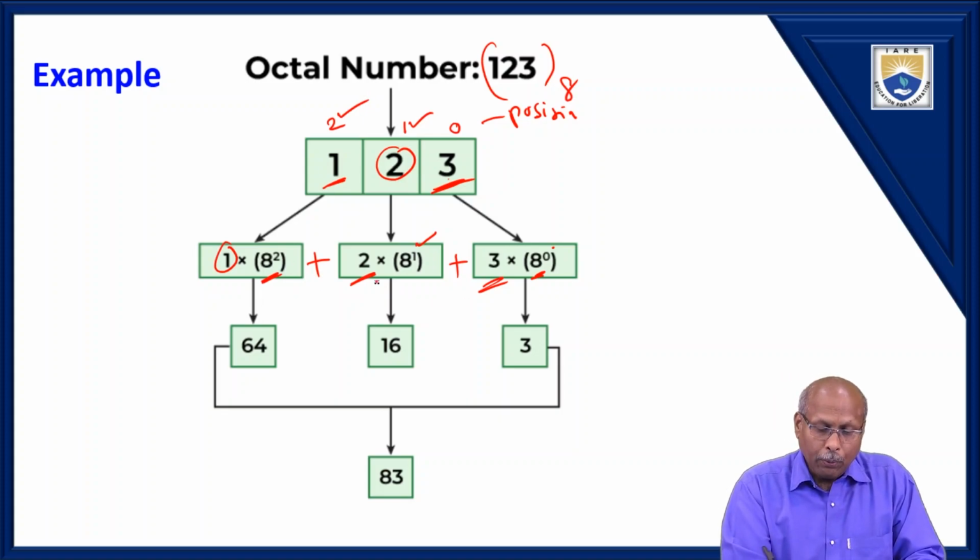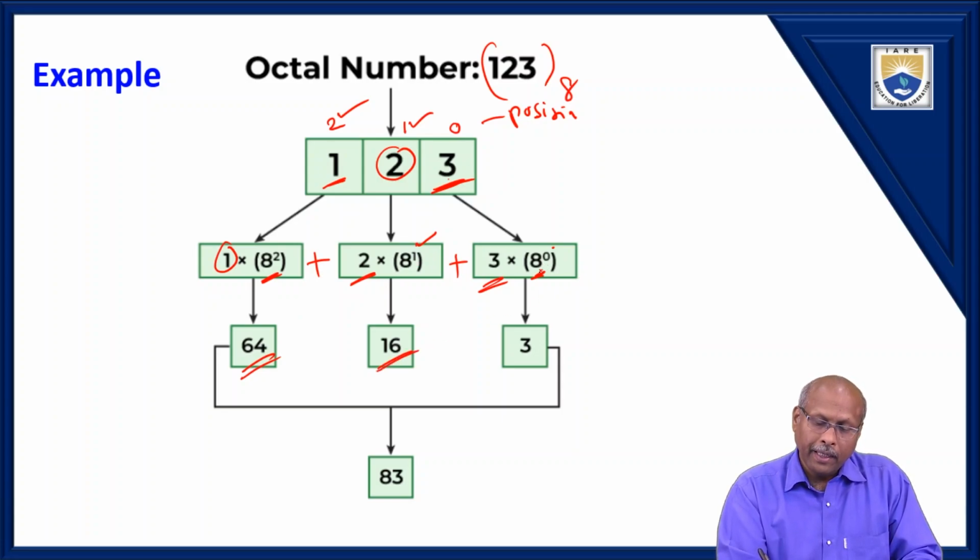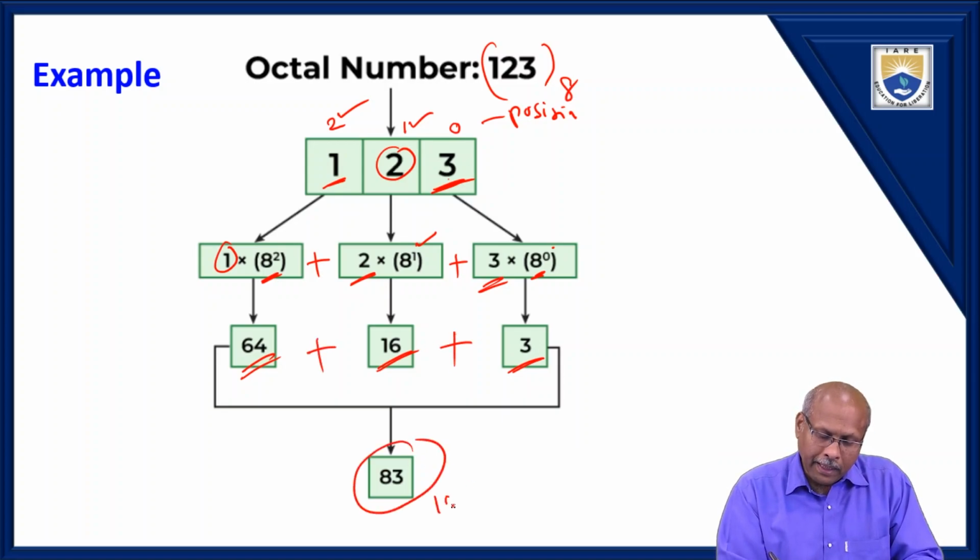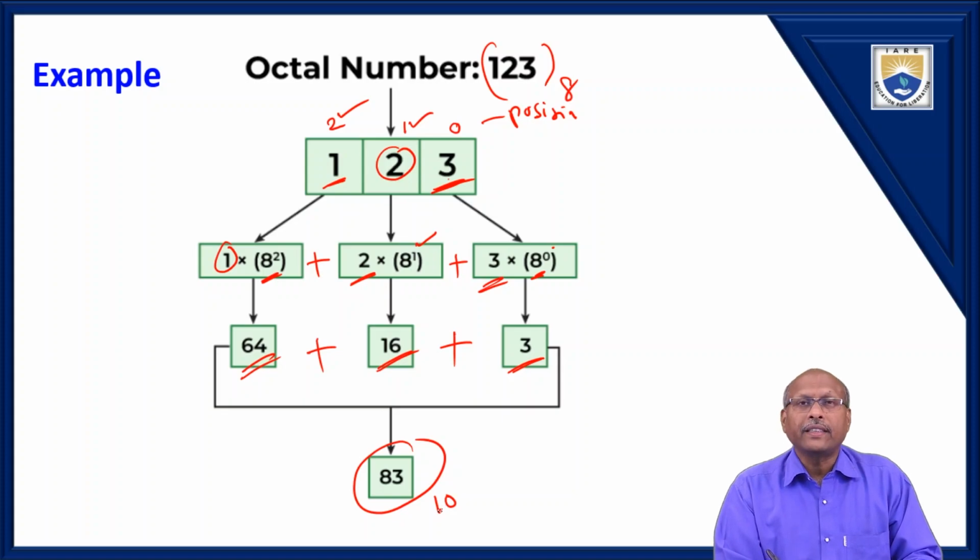So if you multiply 8 squared into 1, that means 64. Similarly, 8 into 2 is 16. Similarly, 8 to the power 0 means 1, and 1 into 3 is 3. If you add everything, you get 83. This 83 is my decimal value. So, if I give 123 as an octal number, then I will get 83 as the output.